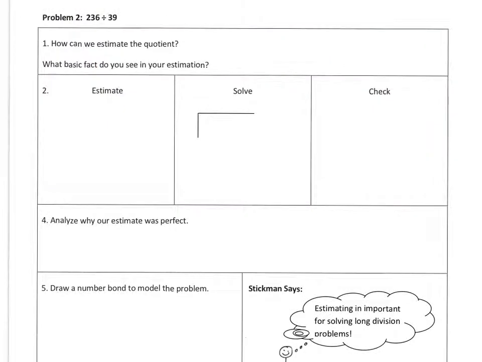Let's work on this next problem. 236 divided by 39. So we know we're going to round this guy to 40. And then what basic fact do you see in your estimation? Well, if I pretend that my 40 is a 4, and I could round this to 240, then I can see 24 divided by 4. And since I know my times tables, that's going to help me be successful.